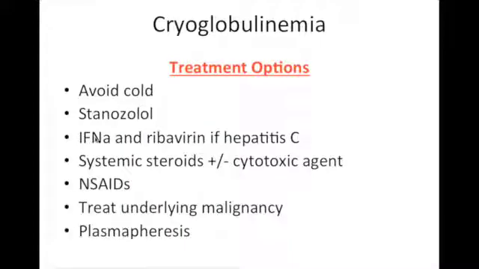Your treatment options, obviously, find out what's going on underneath, whether it's rheumatoid arthritis or if the patient has Hep C. You do need to avoid cold. We don't have stanozolol anymore. It's been discontinued. Interferon alpha and ribavirin for Hep C. Now, if you use it right away, this can make it worse. So sometimes they add steroids. Systemic steroids plus cytotoxic agent in some subset of patients.